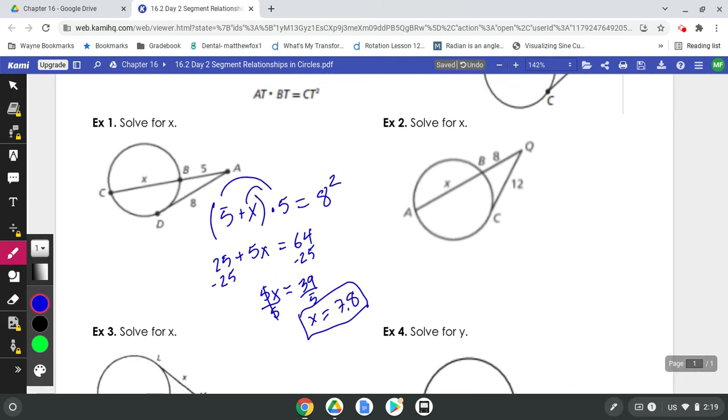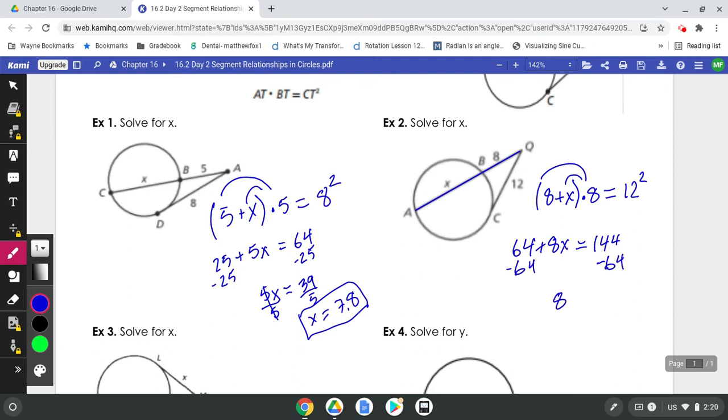Example 2, very similar. Once again, we care about the secant. The secant is this, so we need the entire secant, 8 plus x, times the external part, which is 8. All of that will equal the tangent squared. So we distribute that in. We'll get 64 plus 8x equals 12 squared, which is 144. Subtract the 64. We're left with 8x equals 80. Divide by 8, divide by 8. You'll get x equals 10. And we're done.